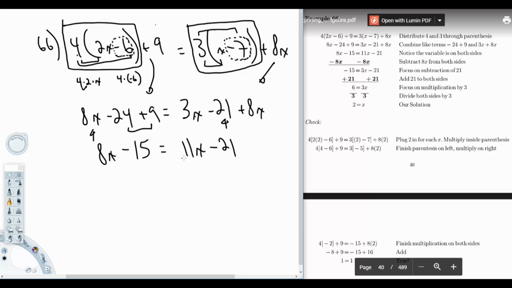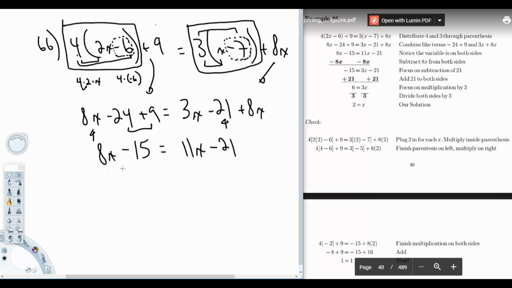Now I want to get everything to one side, right? Now the book says get rid of the smaller x, you'll avoid having a negative. I agree. What they call that is a negative coefficient. A coefficient is the number to the left of the x, like this number right here. This is the coefficient of x. Let's erase that. Goodbye, scribble.